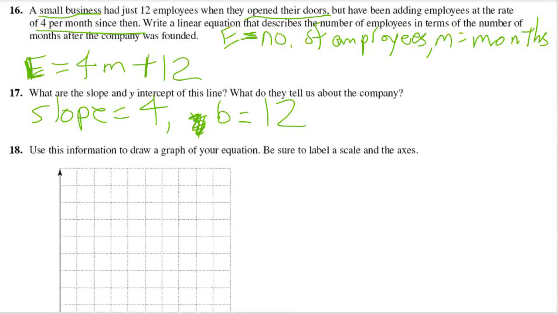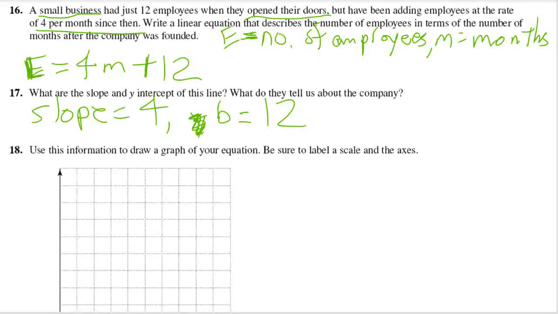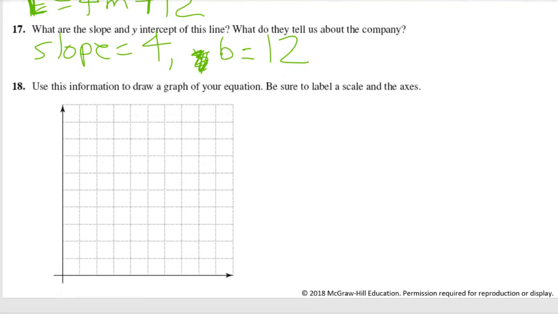Okay. What do they tell us about the company? B tells us they start with 12 employees. They add 4 every month is what the slope tells us. Okay. Question 18, looks like you need to draw a graph. Restart the video once you've done that.